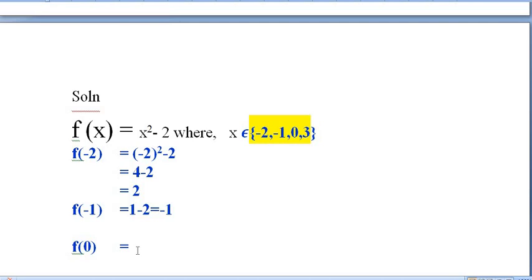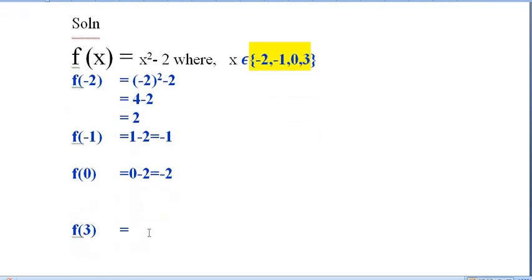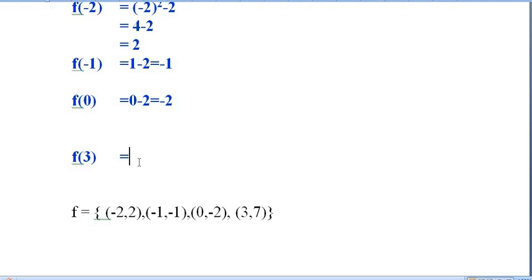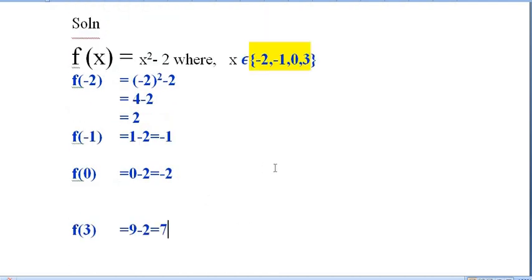The same way f of 0. For f of 0, whatever the power may be, 0 power 2, 0 power 3, we get the answer 0. So 0 minus 2, we get the answer minus 2. Now f of 3. So x squared, 3 squared, 3 3s are 9, minus 2. That is equal to 7. See, we have to write the f elements.